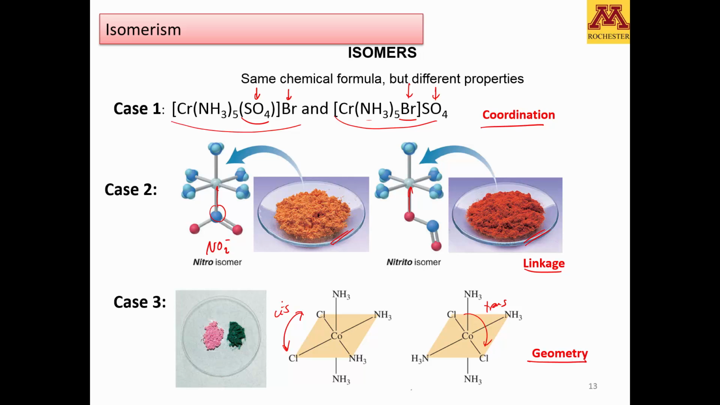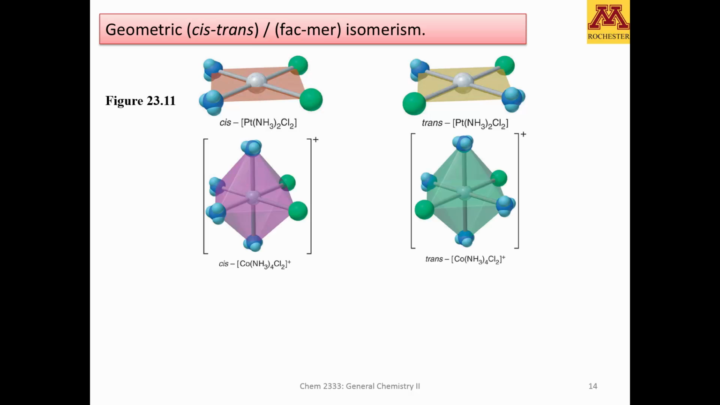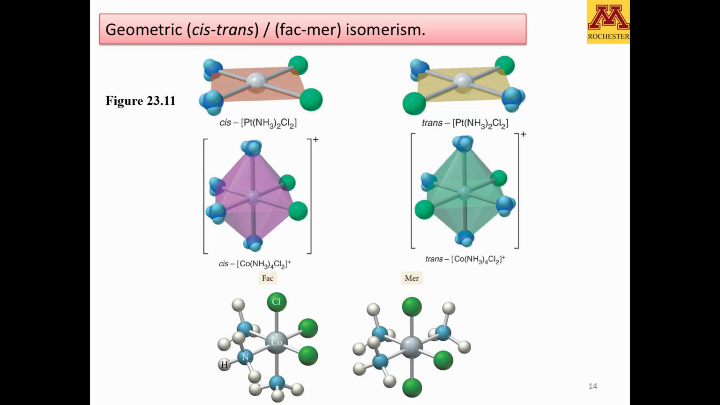So they have the same connectivity, but they have different geometrical disposition, so they are geometry isomers. Okay, so let me give you some more examples of these geometry isomers. As we saw, there is the cis-trans kind of geometry isomerism. This one is cis, this one is trans.